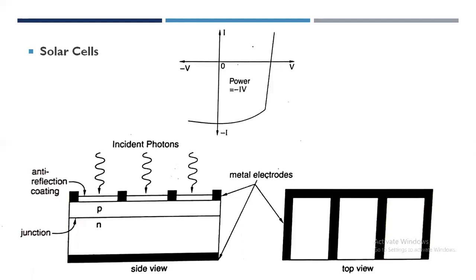Power is I into V. If I is negative and V is positive, it means the power is from a generator. The characteristics of the solar cell are shown here, operating in the fourth quadrant, and its structure is also shown here with the incident photons, P region, N region, and the anti-reflection coating on the incident photons. This is the side view, and this shows a top view.